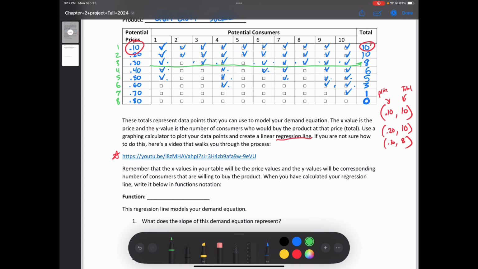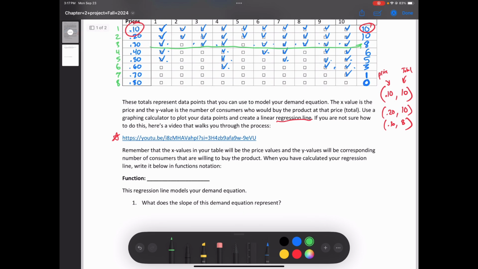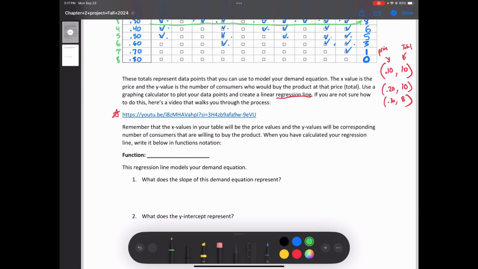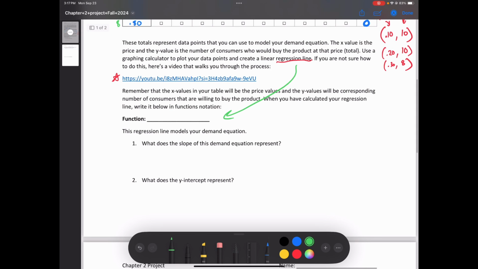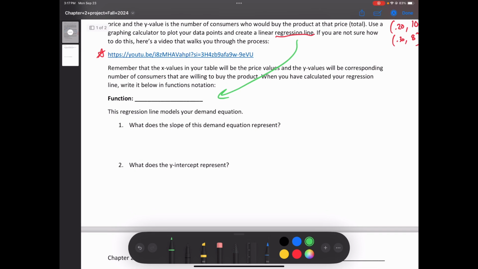Once you have those coordinate points, you'll stick them onto Desmos and graph them, and then use this walkthrough to create a linear regression line for you. And that linear regression line becomes your function. Okay. Now with these 2 questions right here, before you move on to part B, what does your slope represent? What does your y-intercept represent?